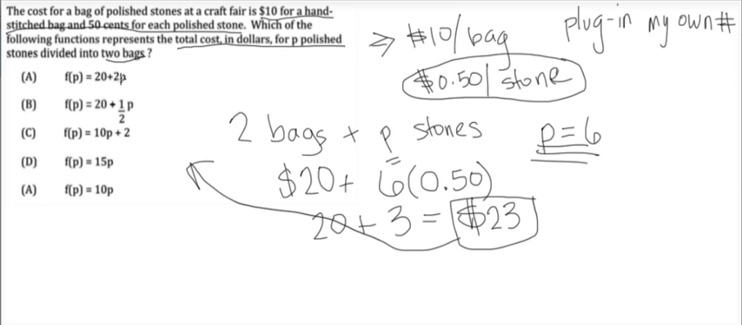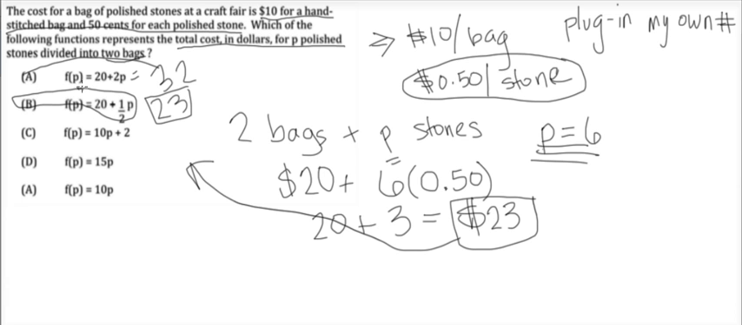So answer choice A, we basically want to find out, do we get $23 by plugging in P equals 6? Well, we can kind of do that in our heads. 2 times 6 is 12, and 20 plus 12 is 32. So that's not right. 20 plus 1/2 P. Well, 1/2 of 6 is 3, and 20 plus 3 is 23. And that's actually the answer that we're looking for, so that would be correct.